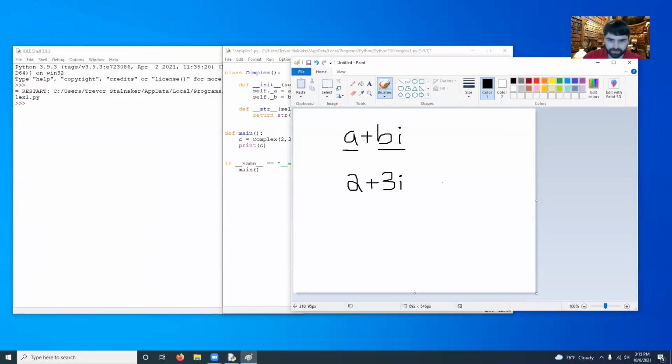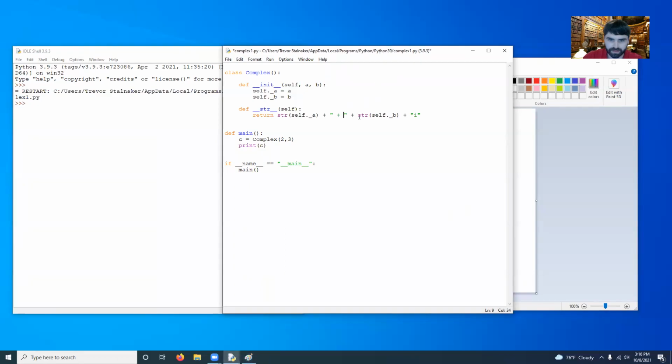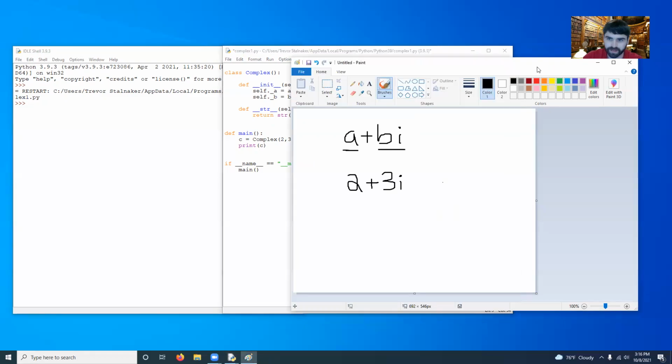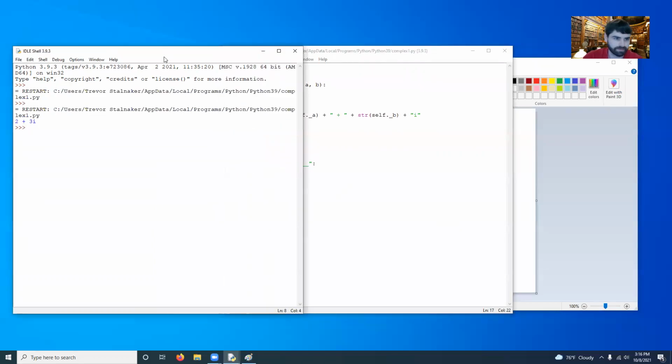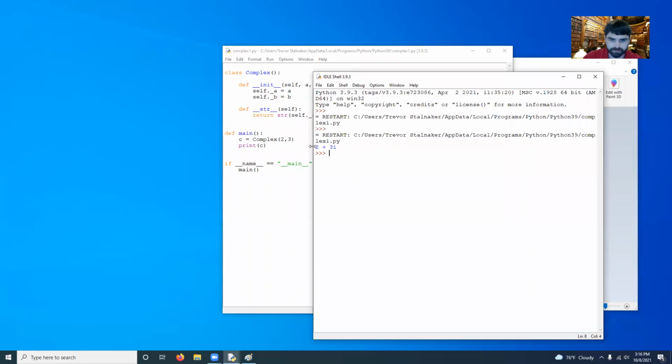So we're going to have a space, a plus, and then the b component, which once again is going to be another integer or floating point number. It's going to be some number value, and then the i. So let's run it, see what happens. And there we go. So we gave it 2 and 3. We got 2 plus 3i.